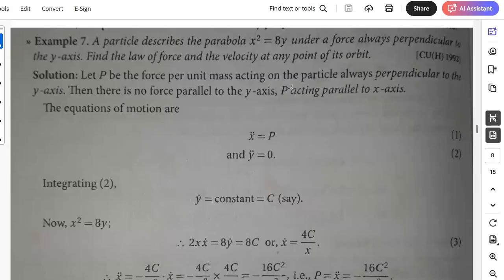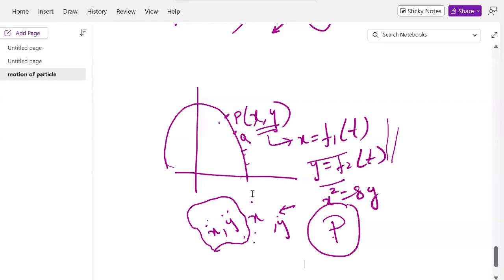As I said, the force is always perpendicular to the y-axis. Always perpendicular to the y-axis means, here this is the y-axis, so always perpendicular, that means in this direction or maybe in this direction. I do not know right now because we have no further information provided to us. So let us check what happens.